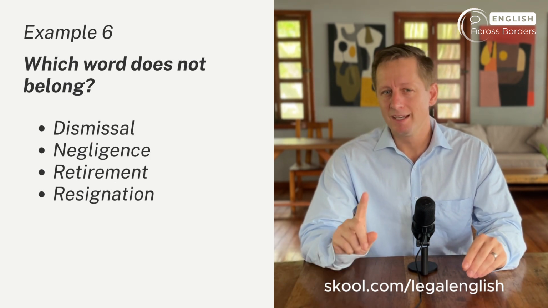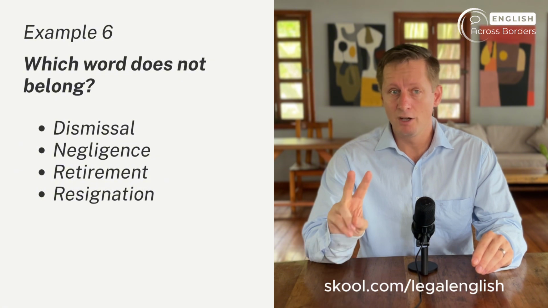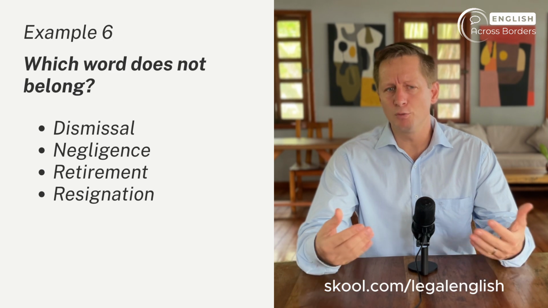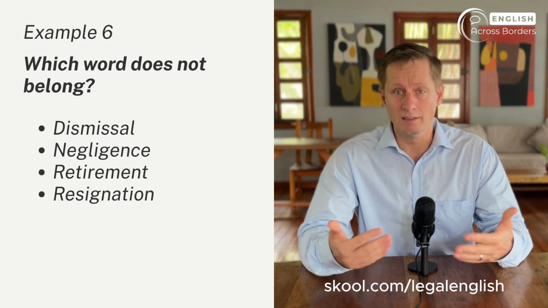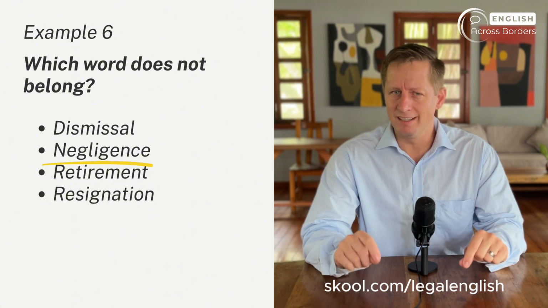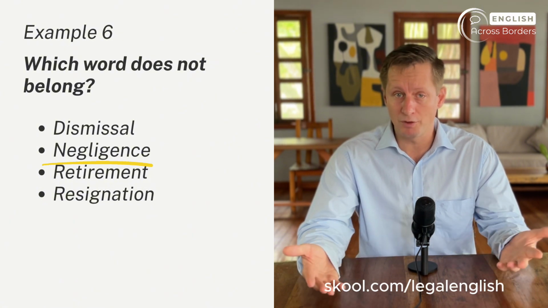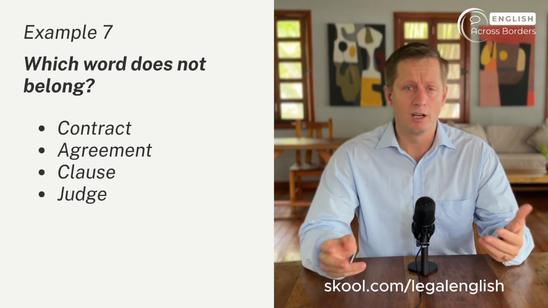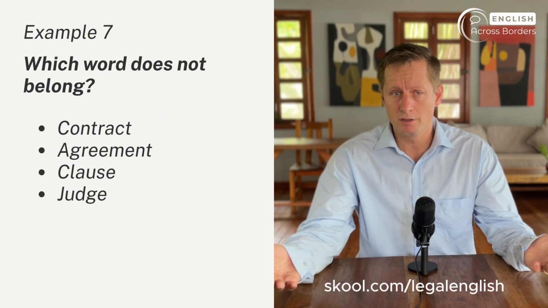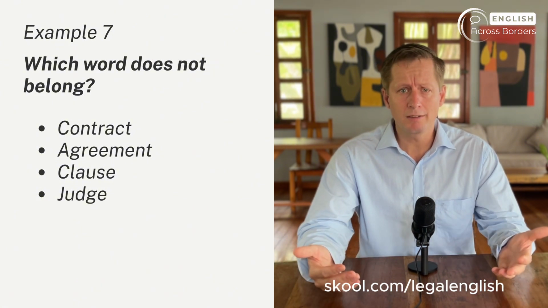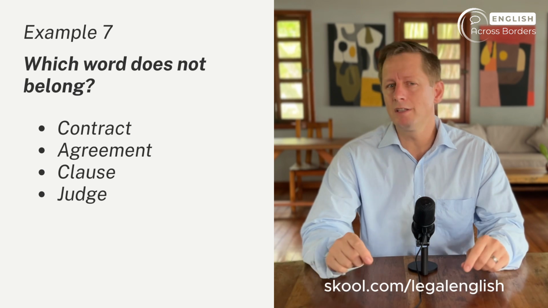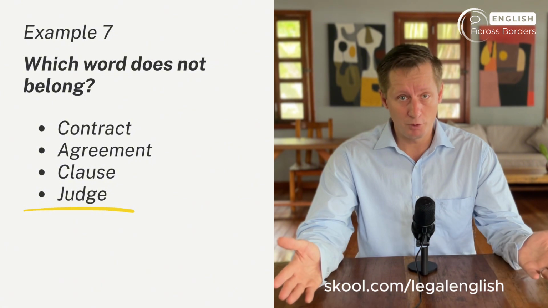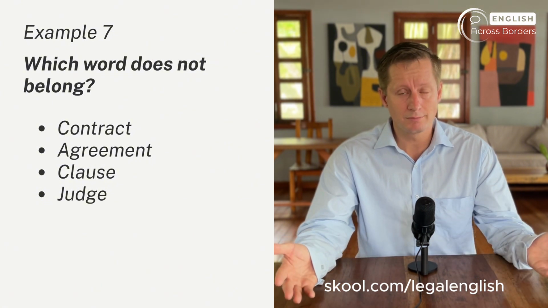Let's keep going. Dismissal, negligence, retirement, resignation. Dismissal, retirement, and resignation are all ways someone leaves a job. But negligence is a legal mistake or failure to act with care. That's the odd one. Let's look at this group. Contract, agreement, clause, judge. The first 3, contract, agreement, and clause, are parts of a legal document, but a judge is a person, not a document. So, of course, judge is the odd one out.